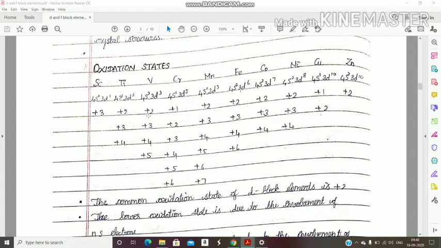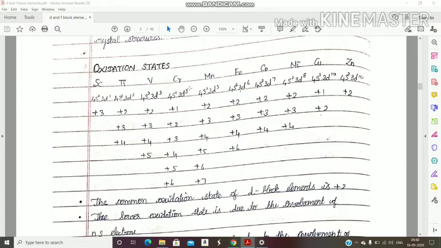Vanadium exhibits +2, +3, +4, +5. It exhibits 4 oxidation states. Chromium exhibits +1, +2, +3, +4, +5, +6. Manganese exhibits +2, +3, +4, +5, +6, +7. It exhibits more number of oxidation states.